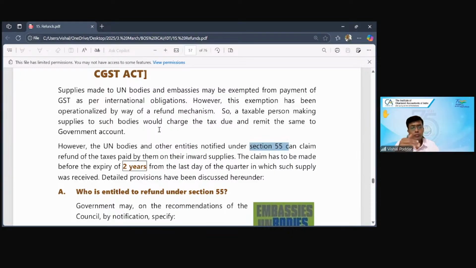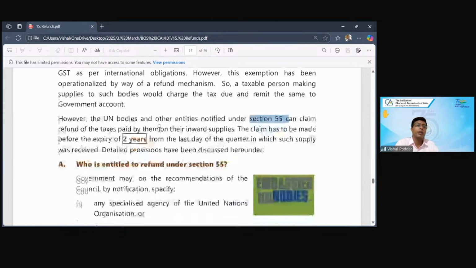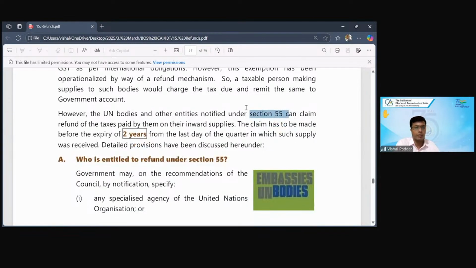Now, since either they are making no outward supply or their outward supplies are not liable to tax because they are UN bodies, etc., they will always have accumulated ITC of whatever taxes they paid on their input side because they don't have to pay any tax on the output side. In such a case, this accumulated ITC will become a cost and a loss to them. That should not happen. That is why they have been allowed refund under section 55.